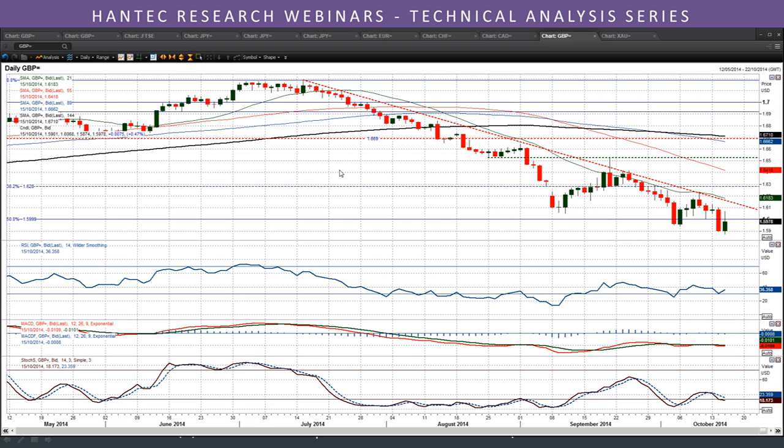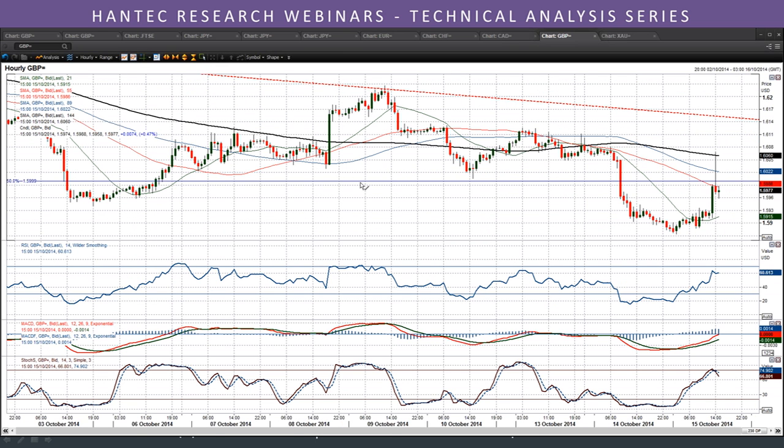Get rid of that fib. Yeah, I don't like cable at the moment. I think it's certainly going to be coming lower, and I think today will be used as a big selling opportunity on cable. On the hourly chart, look, that resistance, which is around $1.60, which again is that 50% fib level on the daily chart. Momentum indicators, just look at that. Even on the hourly chart, this rally just looks like a chance to sell.